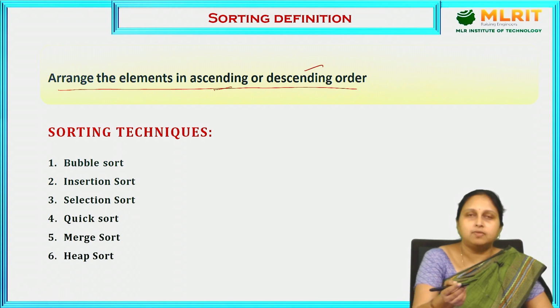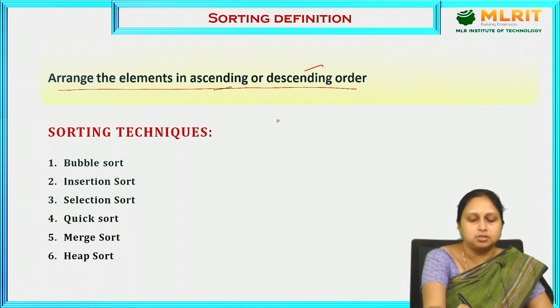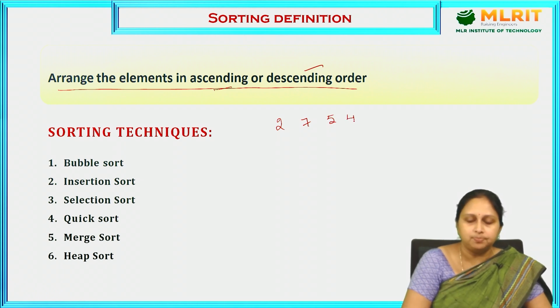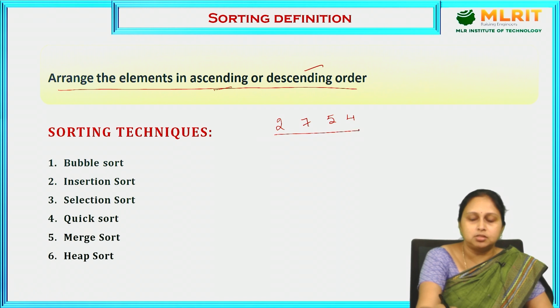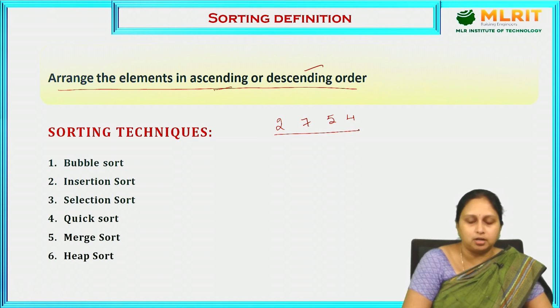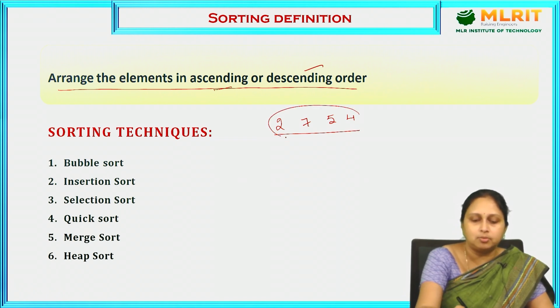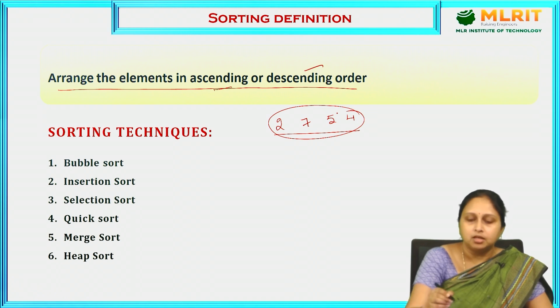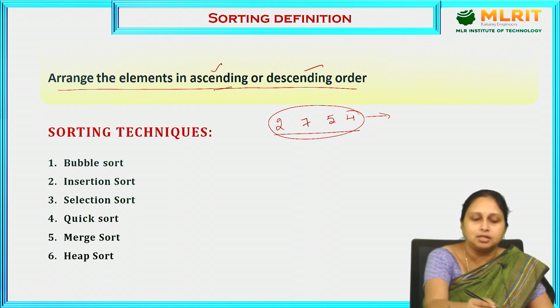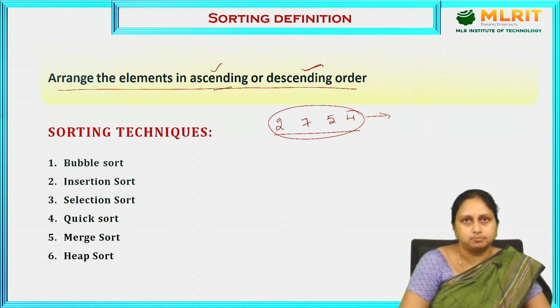Now, if we are given some elements, consider 2, 7, 5, 4. These are a few elements that were given. Now, you need to arrange these elements in sorted order. If you can see here, all these elements are not in sorted order. We need to represent them in sorted order. That can be either in ascending or in descending order.